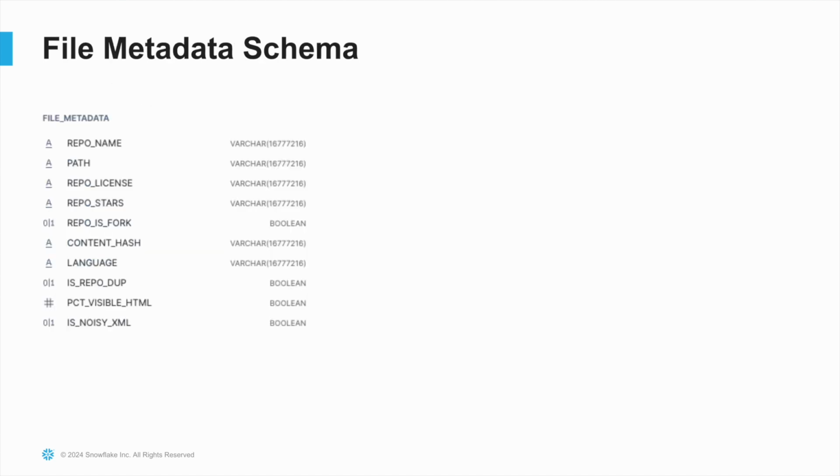The final product of each of these transformations is a new column on our file metadata table. Here's an example of a schema that we might generate. Repository name, path, content hash, these are familiar. We've also added our new isNoisy XML and our %HTML visible.